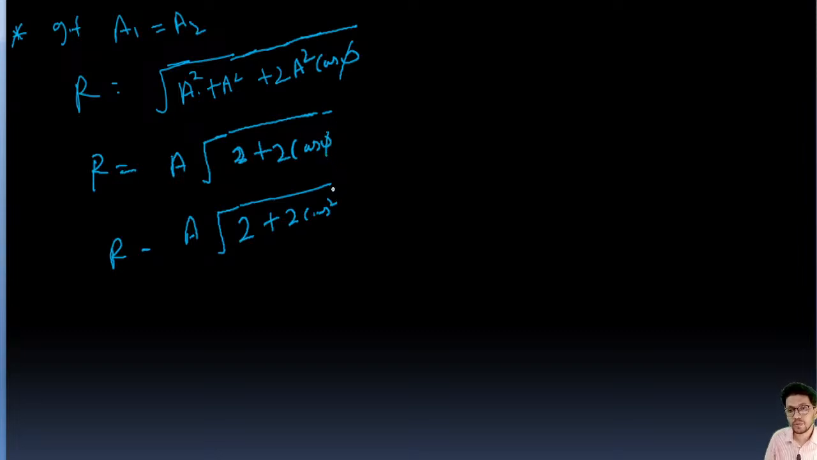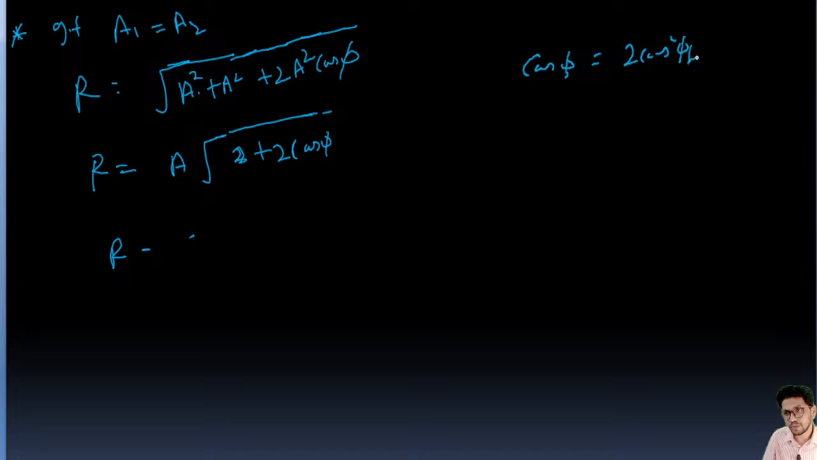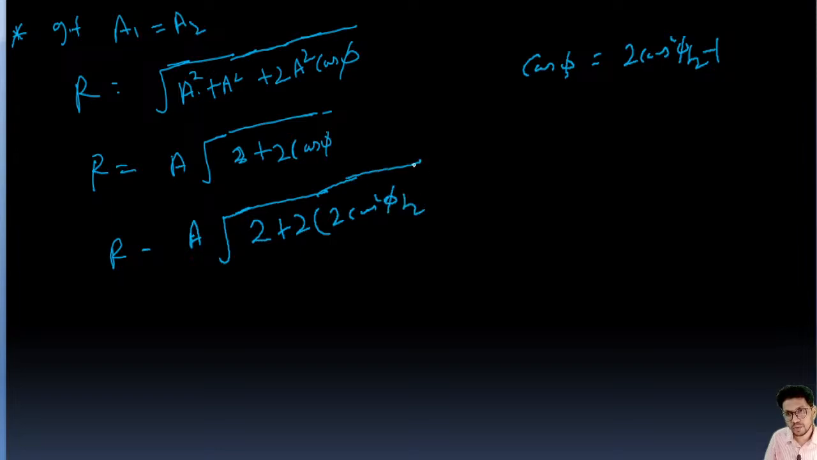We know cos 2 theta is equal to 2 cos square theta minus 1. So here cos phi, because we know, I am writing here, cos phi is going to be 2 cos square phi by 2 minus 1, right? This property we know. So this is going to be a root 2 plus 2 into 2 cos square phi by 2 minus 1.